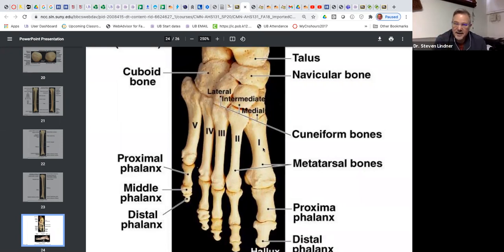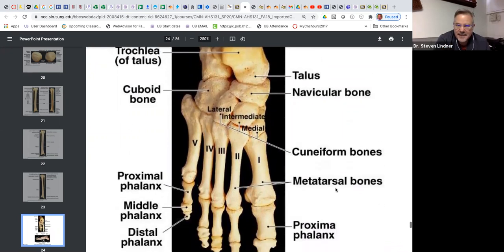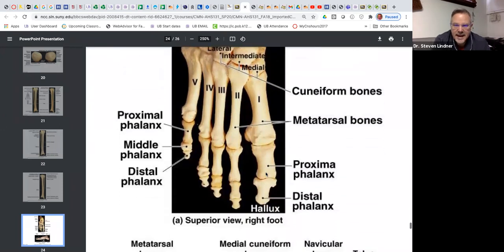Like in the hand we had carpals and metacarpals. In the foot, we have tarsals and metatarsals. And then distal to that, we have our phalanges. Same setup as the hand. There's a proximal, a middle, and a distal phalange for toes 2, 3, 4, and 5. They all have a proximal, a middle, and a distal phalange or phalanx.